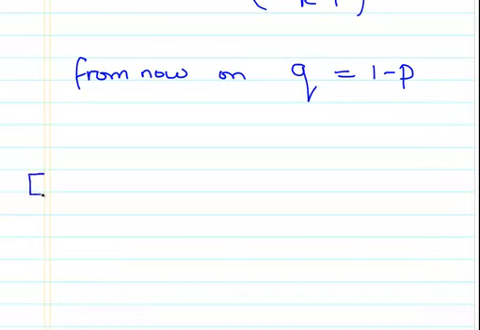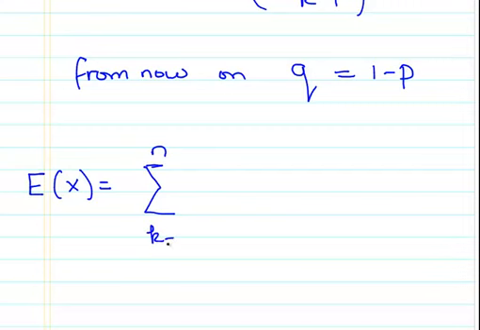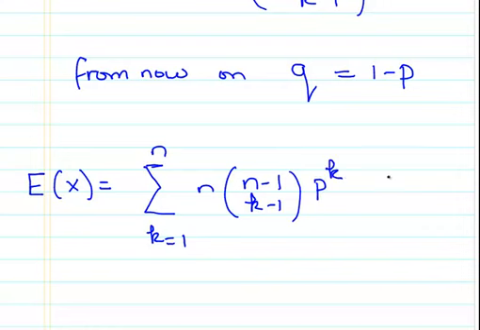So the expected value of X is n, the sum from k equals 1, times n minus 1 choose k minus 1, from n minus 1, choose k minus 1. Now, p to the k, and we're going to use q here just to make it a little easier to read.